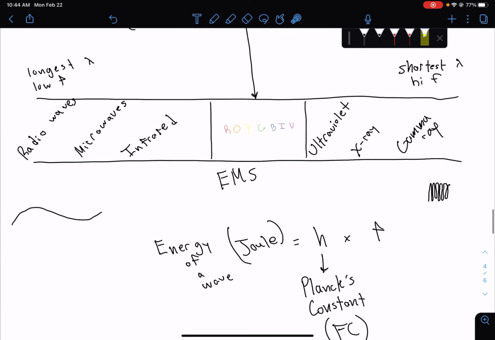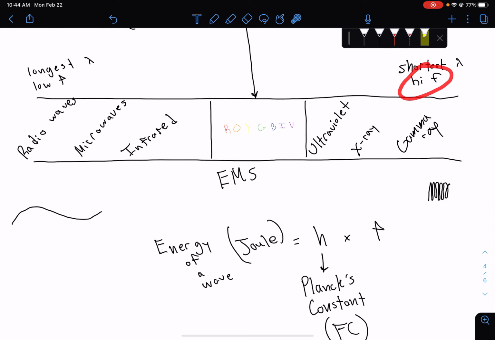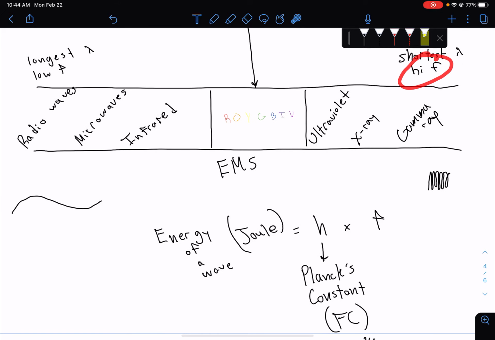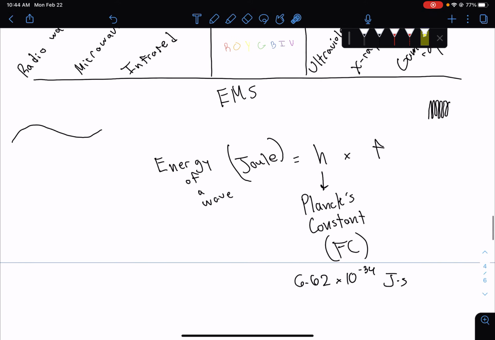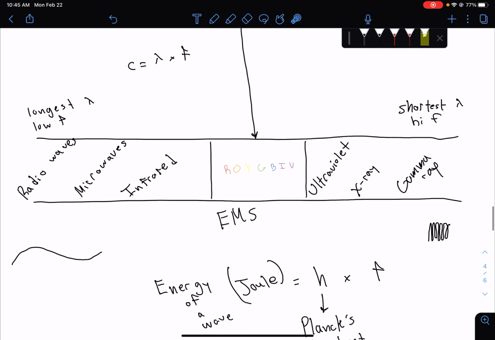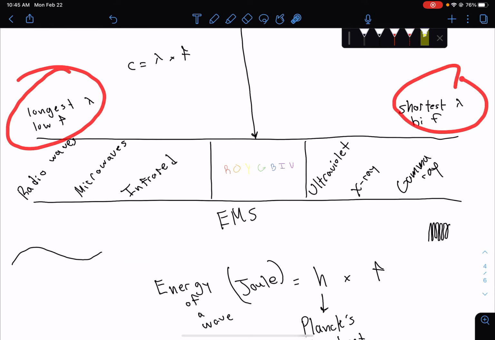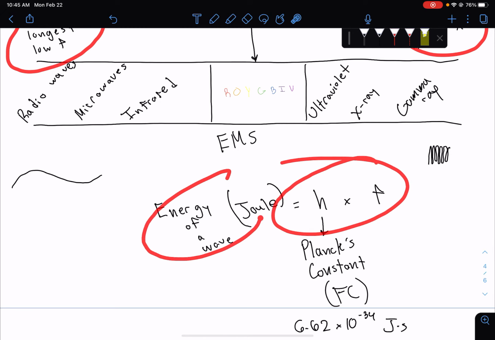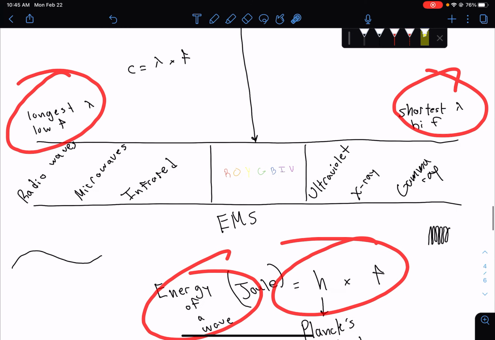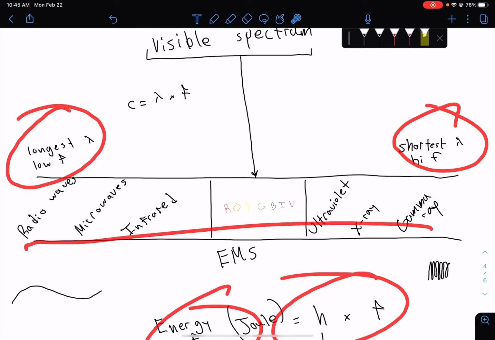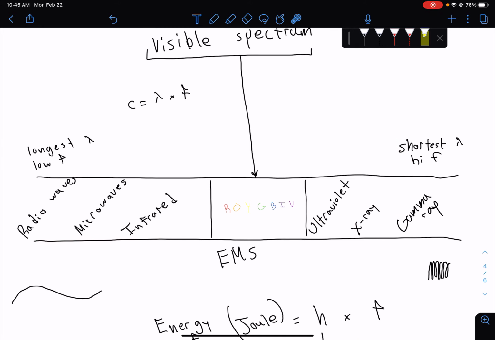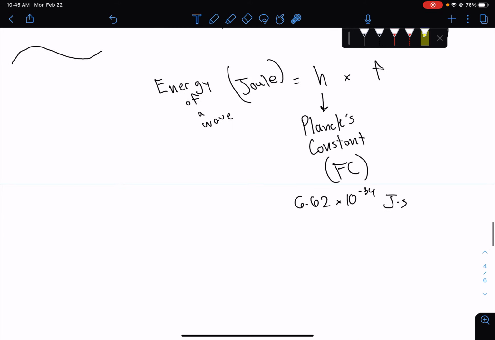Well, hold on. This tells us something about the electromagnetic spectrum. If I have a very high frequency wave, that means I'm going to have a very high energy wave. On the other end, radio waves, very low frequency, relatively low energy. We need to pay careful attention to these relationships with energy and frequency and wavelength. We need to know the order that this radiation takes on in the electromagnetic spectrum.